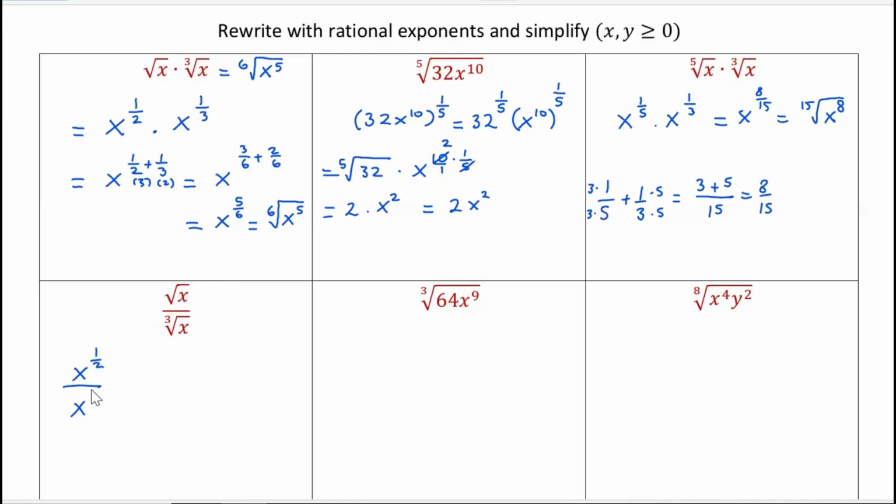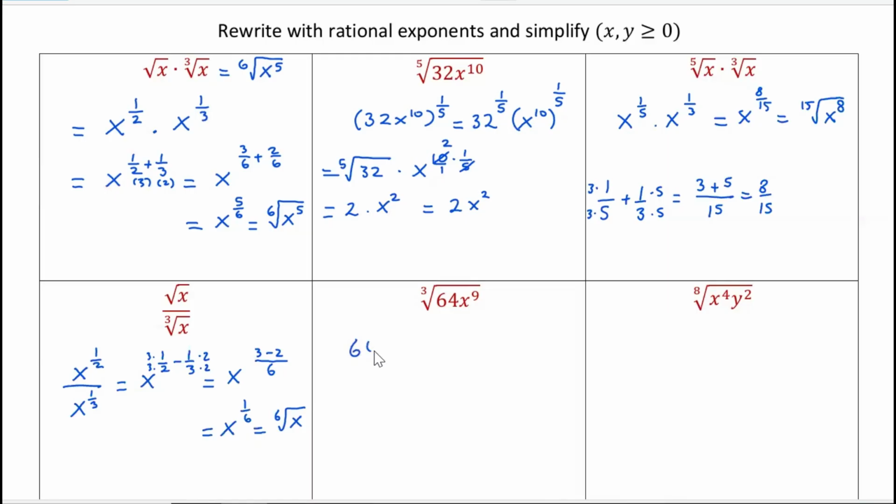Next example, we can use the quotient rule to divide these expressions. We will just subtract the exponents. The least common denominator will be 6. We get x to the power 1/6, which can be written as the 6th root of x.